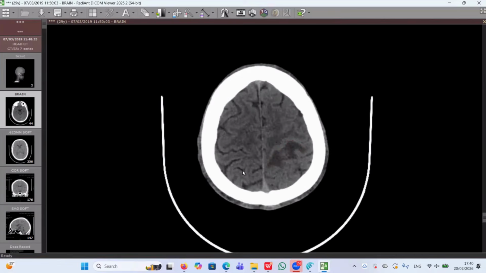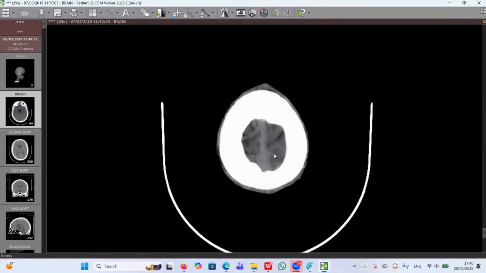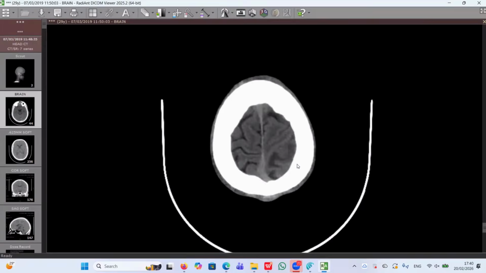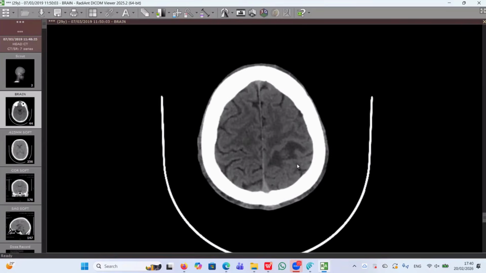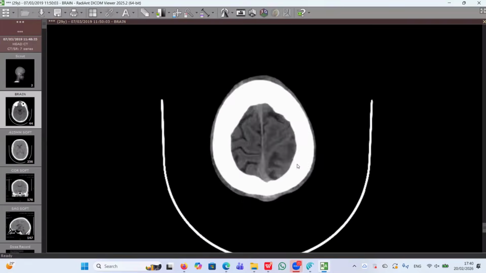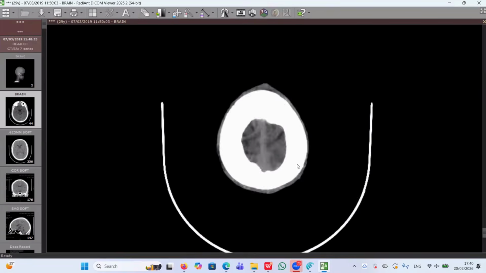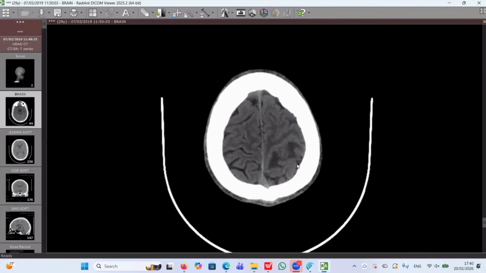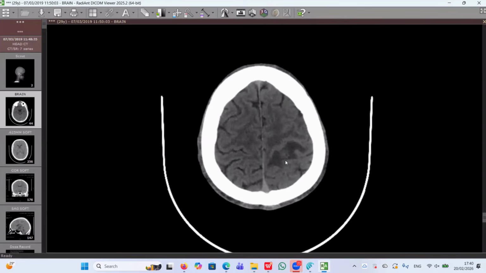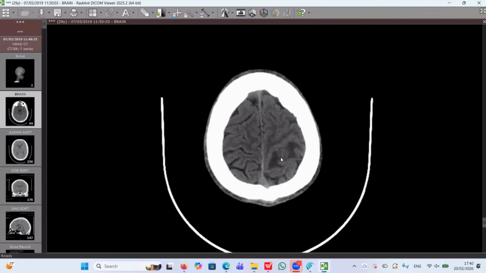I want to see its finger-like projection and preserving the cortex itself. So I want to see if there's a post-contrast image to see if there's an underlying mass lesion. By the way, there is something inside. Yes, there is like a nodular lesion inside.